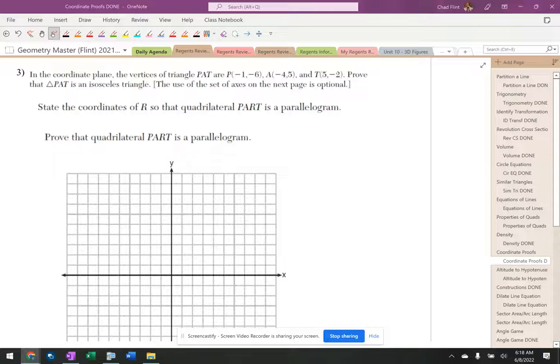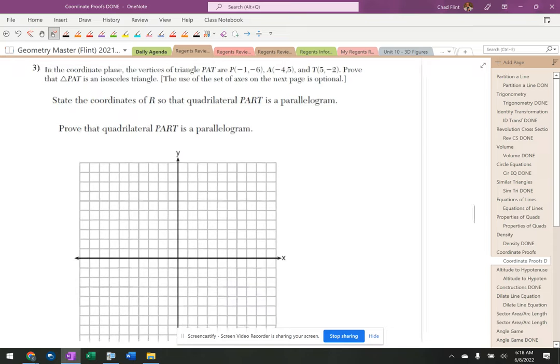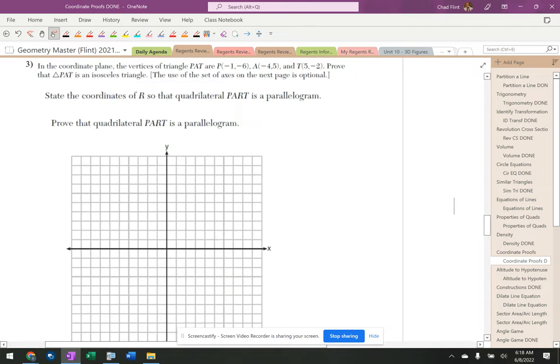So one of the biggest things we got to make sure we do is plot these points correctly. I did this one already once, and of course plotted the points incorrectly. So now I'm doing it again. So don't be like me.